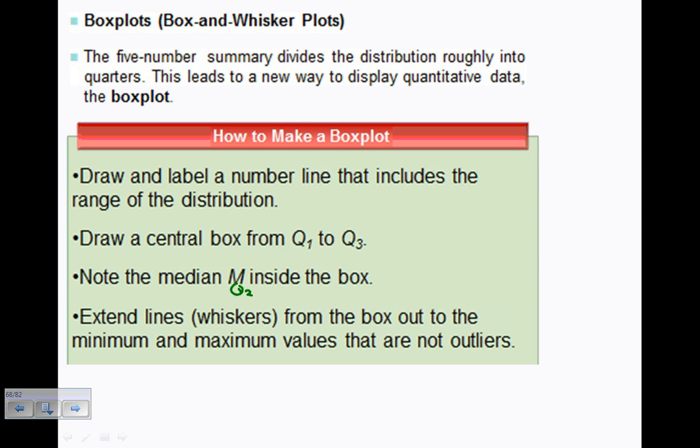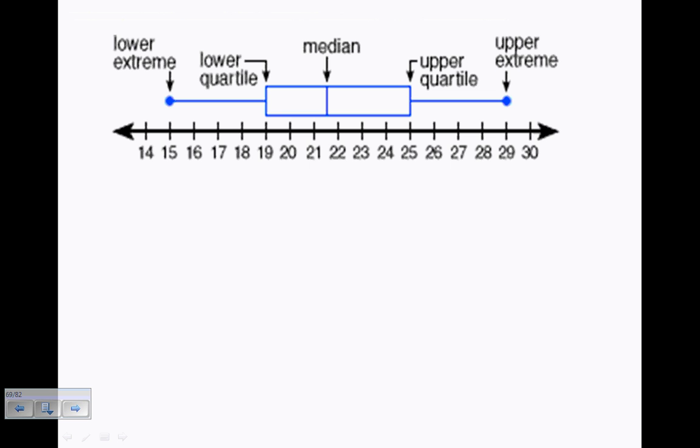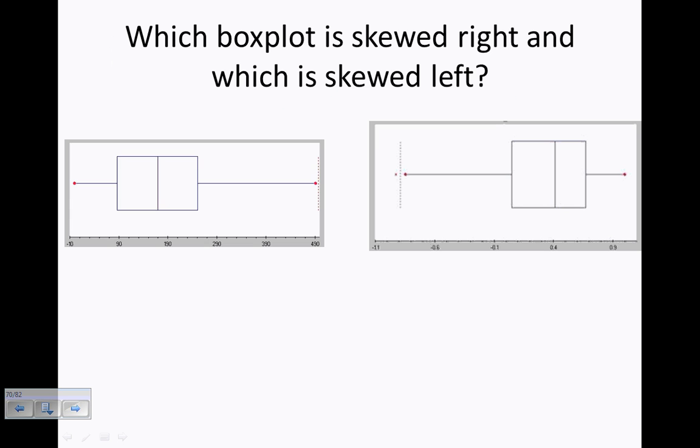And then extend the whiskers from the outer quartiles to the maximum and the minimum values. So let's see. Here you can see you're going to draw a box around your upper and your lower quartiles. Draw the line through the median. And draw the whiskers from the upper and lower quartiles to the max and the min values. And you always have this number line that encompasses all the numbers that you have.